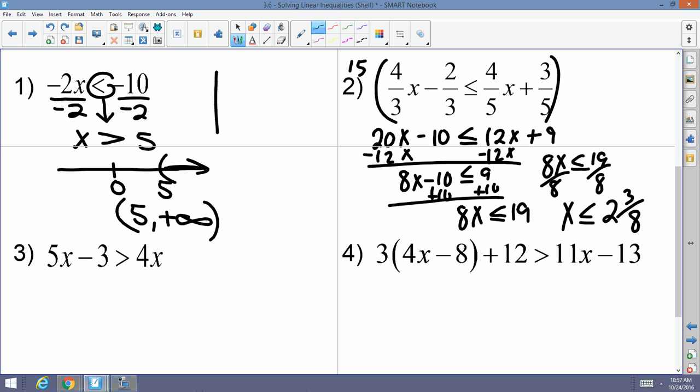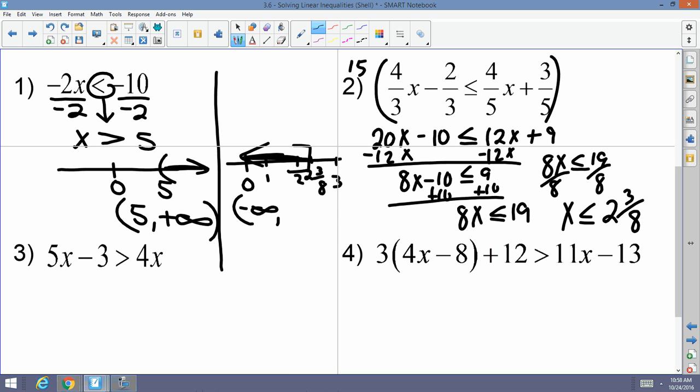How would I graph that? Well, let's graph that right here. I've got my 0 over here. Here's 1. Here's 2. Here's 3. 2 3/8 is going to be somewhere here. I've got less than or equal to, so bracket to the left. My smallest value here is negative infinity. And I go all the way to positive 2 3/8, including the 2 3/8. So I got my bracket.